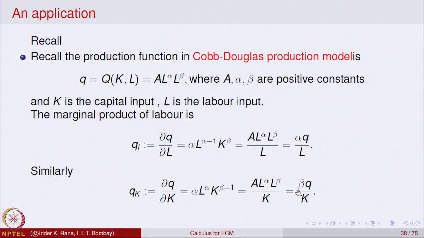with respect to K, we got as beta Q by K in the previous lecture. So, these are the marginals of the Cobb-Douglas function which we obtained. Both the marginals are positive, that we know. So, let us look at the second order for this.